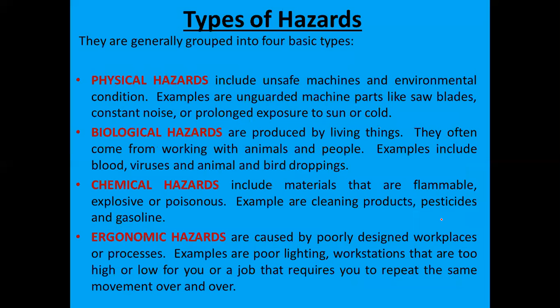Next, what are the types of hazards in a factory or an organization? The first hazard is physical hazards. The physical hazards include unsafe machines and environmental conditions. Unsafe machines means the machines which are running in improper condition.